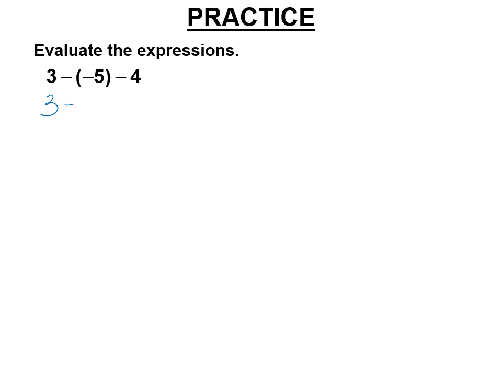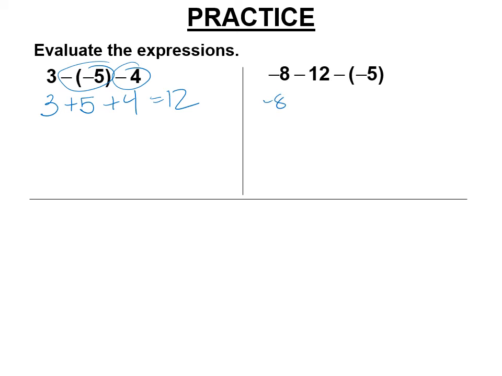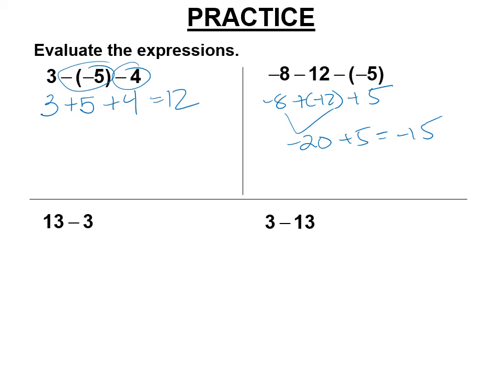First number stays the same. Each other one becomes adding the opposite. 3 plus 5 is 8, plus 4 is 12. Much easier. Negative 8 plus, that's a negative, plus negative 12, that's plus 5. So I'm going to add these two together and get negative 20. Negative 20 plus 5, negative 15. This one is 10. This one is negative 10 because it's 3 plus negative 13.